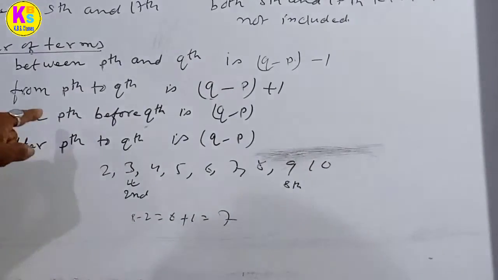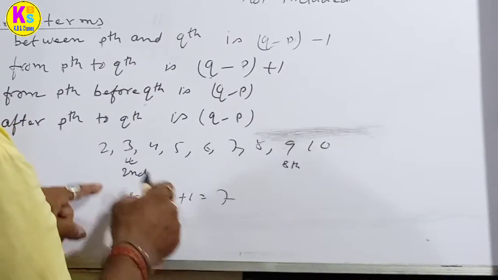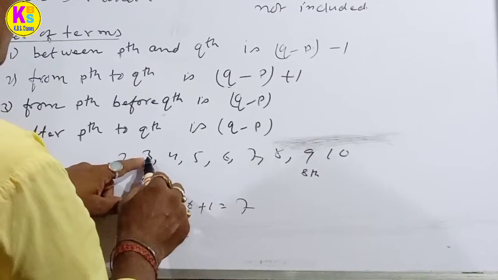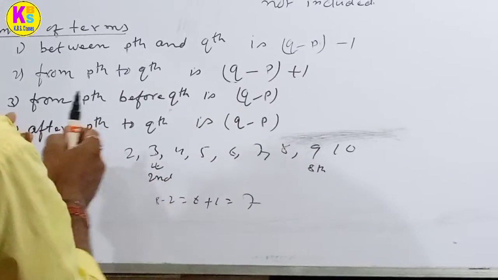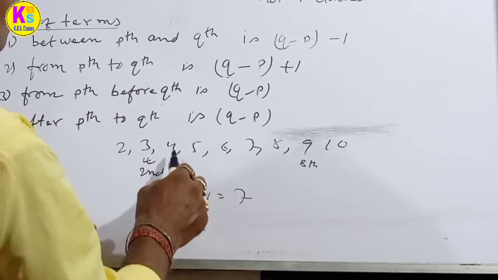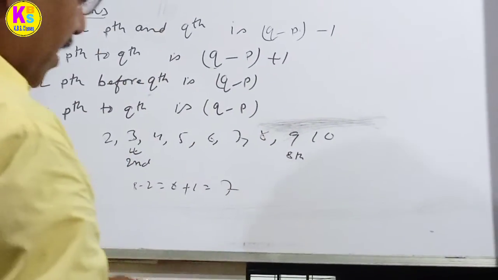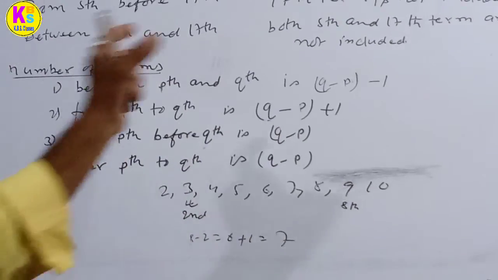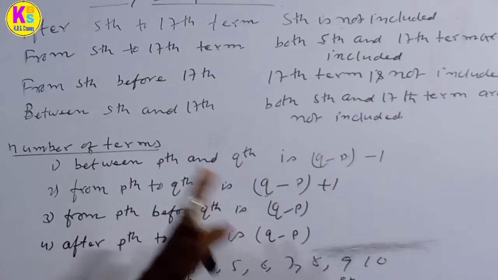Again, when you are taking from the pth before the qth, the difference is q minus p, 8 minus 2 is equal to 6: 1, 2, 3, 4, 5, 6, because you are taking before 8. In the same way, after the pth to the qth, so after the second term you are taking 1, 2, 3, 4, 5, 6. So here it is clear that if the number of terms is to be found between any two given numbers, use this and you will always be correct in your sum.